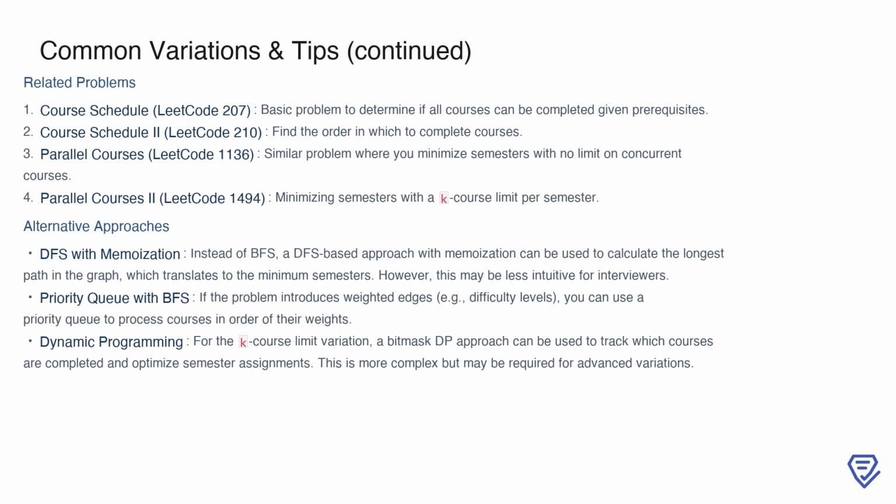When considering alternative approaches, a DFS with memoization can be used to calculate the longest path in the graph, which corresponds to the minimum semesters. However, this approach can be less intuitive for interviewers and might be harder to explain. Another option is BFS with a priority queue, especially when weighted edges are introduced, such as assigning difficulty levels to courses. This allows you to process courses based on their weights. For advanced variations, dynamic programming with bit masking can be applied to track completed courses and optimize semester assignments. While this approach is more complex, it's worth considering for problems requiring a higher level of optimization.